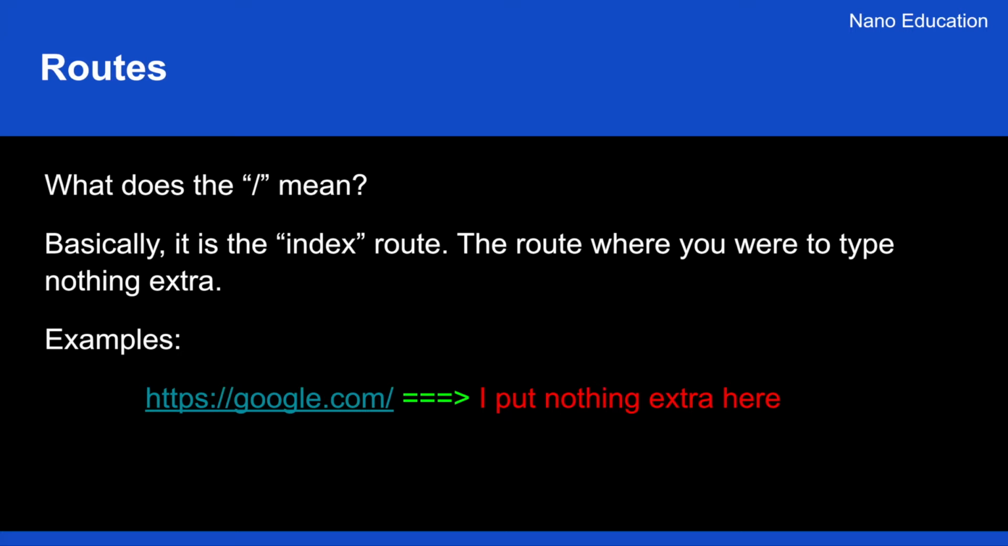Now, what does that slash mean? Basically, that's the index route. The route where you go, where you type nothing extra. For example, google.com, I have nothing else passed in after that.